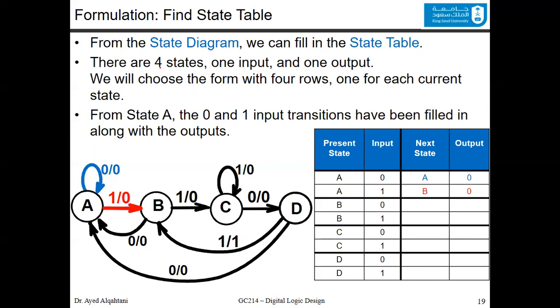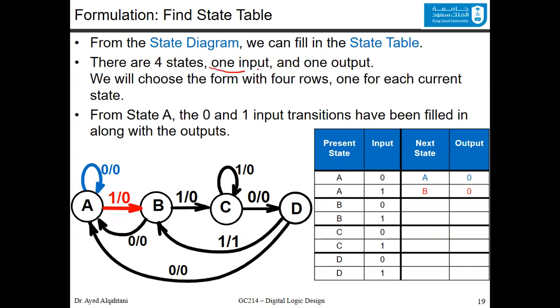For now, we will just focus on the number of states, 4 states, 1 input and 1 output, and we will choose the form with 4 rows, 1 for each current state. From state A, the 0 and 1 input transition has been filled in the table along with the output. We will start from A, and we choose to start with the blue arc. So it means that if the present state is A and the input is 0, then the next state, we will go back to A, and the output is going to be 0. Similarly, for the other arc, if the present state is A and the input is 1, then the next state is B and the output is 0.